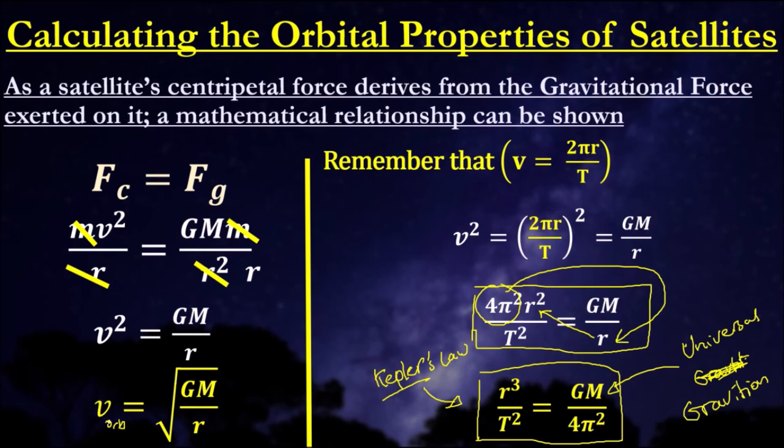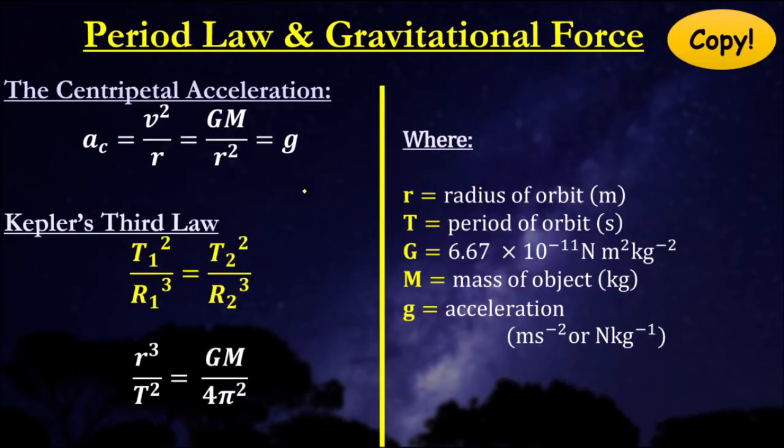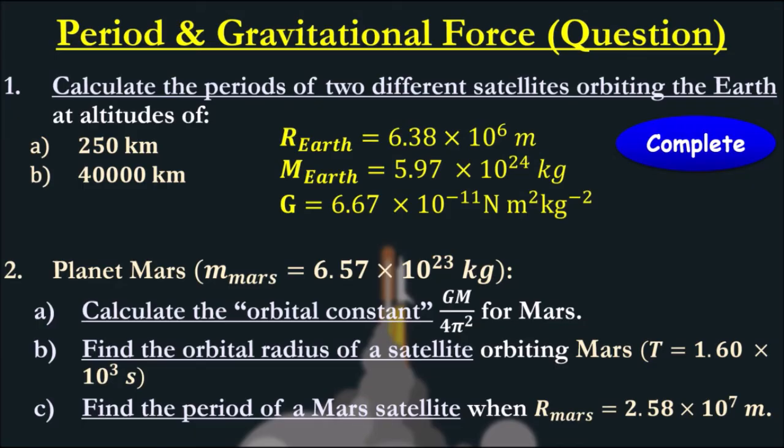This is not given to you in your syllabus or in your data sheet, so you do need to remember this one. Okay, so these are all the formulas we can come up with to demonstrate all the different relationships. Now we'll quickly go into some calculation questions. Question 1 says: calculate the periods of 2 different satellites orbiting the Earth at these separate altitudes, and also the orbital constants for Mars, in which case here and here.